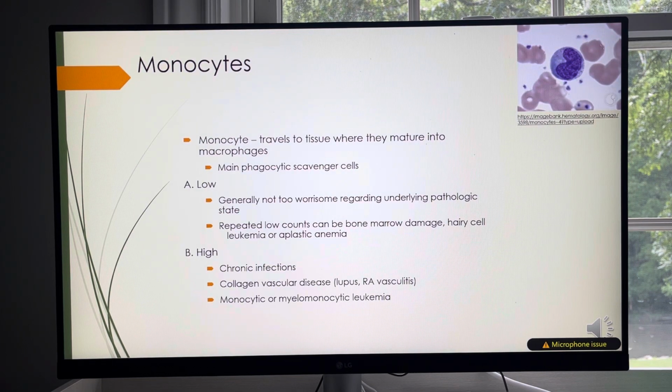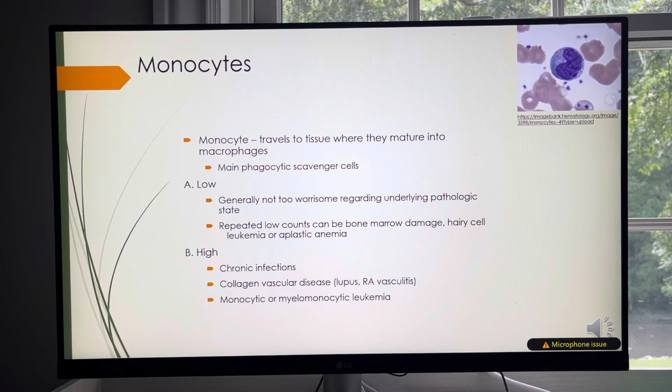Monocytes, they engulf and digest the antigens and the dead cells. They play a huge role in sounding the alarm when there's an infection. They trigger the immune response. They recruit lymphocytes to the site of infection. Low is generally not too worrisome as long as all the other types of white blood cells aren't low. If the entire CBC looks normal except the monocytes are a little bit low, generally we don't do a whole lot.